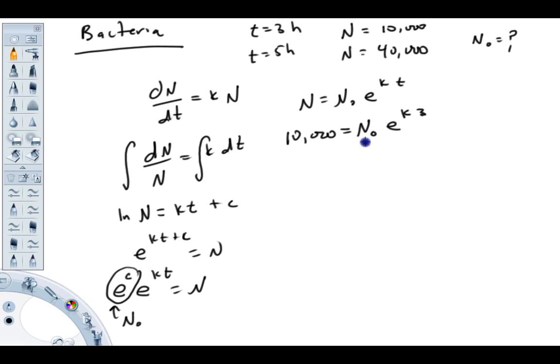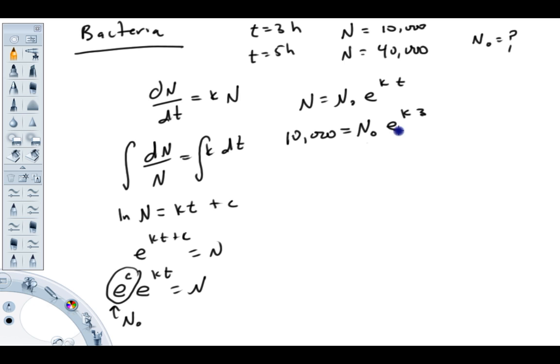Now this equation has two unknowns. We don't know the n sub o and we don't know the k. If you think back to the first day of kindergarten, the first thing they should have told you when you walked in was, nap time is at noon, milk and cookies are in the corner, and if you have two unknowns, you need to write two equations. Hopefully you remember that from way back then. So this has two unknowns.